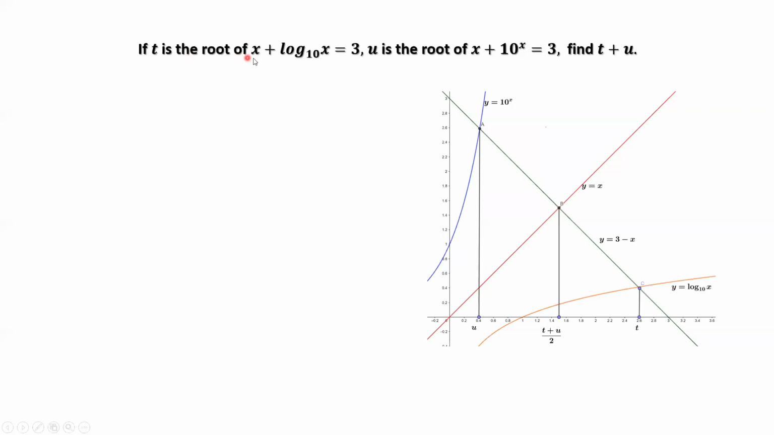T is the root of x plus log x equals 3. From the result we just derived, t is the x-coordinate of the intersection of two functions. The first function is this, y equals log x. The second function is this, y equals 3 minus x. The intersection point is C. The x-coordinate of point C is t.